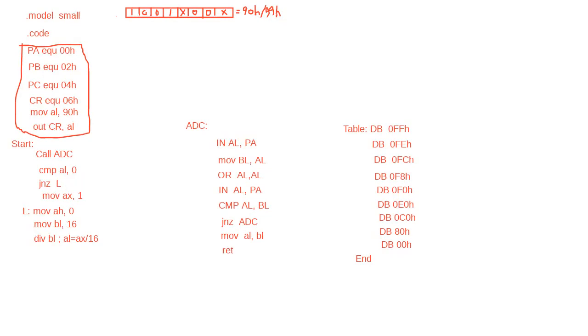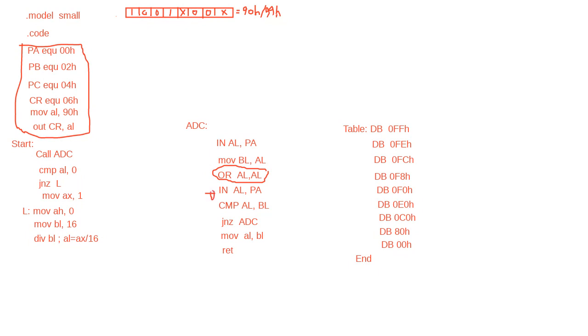Only the thing is here, what is the purpose of this one? This one is actually to make the OR AL, AL. It actually makes the data error free or something. So this is not a big issue here. The thing is, we read the analog to digital data in AL, and we save it in BL, and then we read the data again, and now we compare.